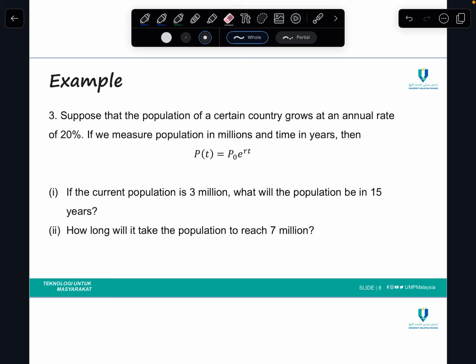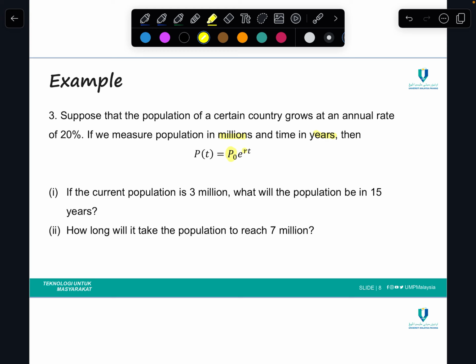Example 3, suppose that the population of a certain country grows at an annual rate of 20%. If we measure population in millions and time in years, remember, population in millions and time in years, then P(t) equals P0 e^(rt). So in this formula, we don't know the value of P0 and also r, they are still unknown. How to get those values? We need to extract from the equation.